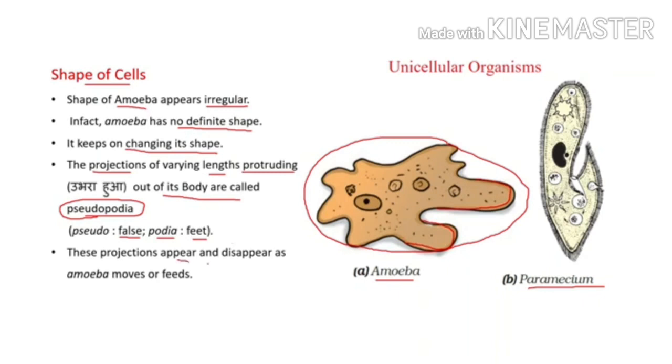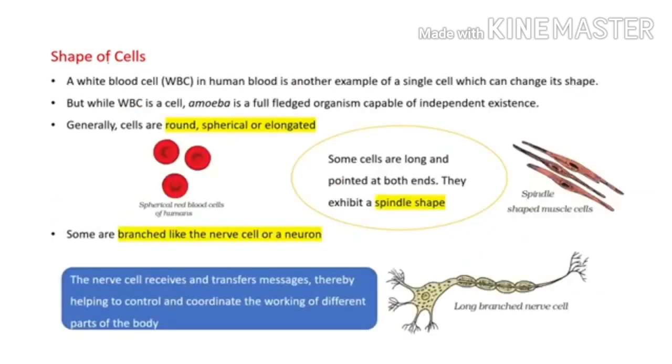Dear students, we have also seen paramecium in our lower classes. It is also a unicellular organism. When we talk about various shapes of cells, WBC, that is white blood cell present in human blood, is a unicell which can change its shape. WBC is a single cell, but amoeba is a full-fledged organism capable of independent existence.